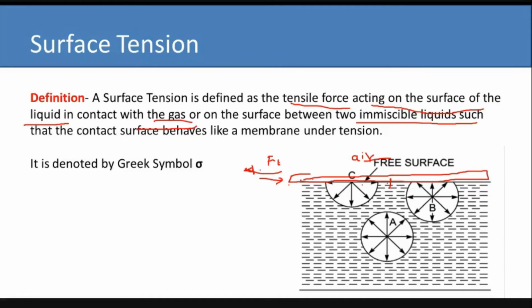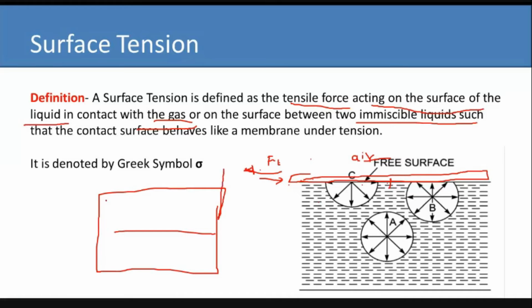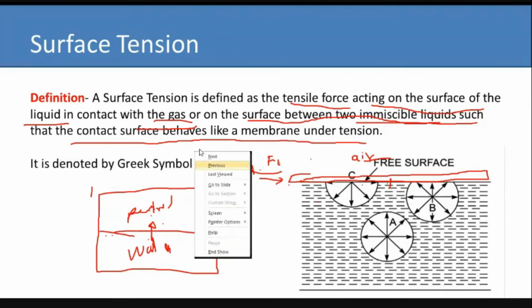Now the surface tension force may happen between liquid and air, or suppose there are two fluids. Suppose this is petrol and this is water. So we know petrol will float on water. The same type of phenomenon happens in the separating layer between petrol and water. So this may happen between a liquid in contact with the gas or at the surface between two immiscible liquids.